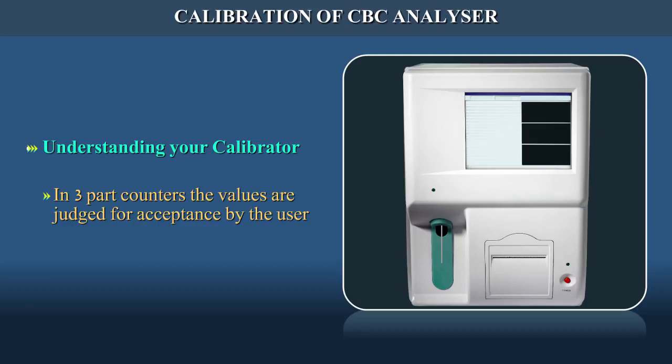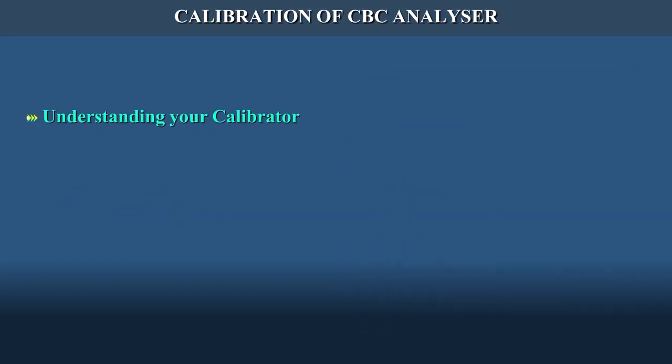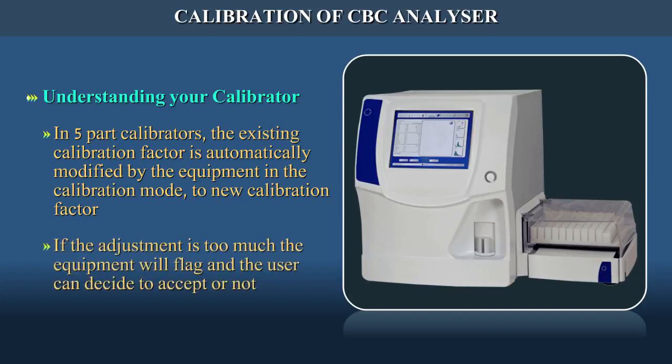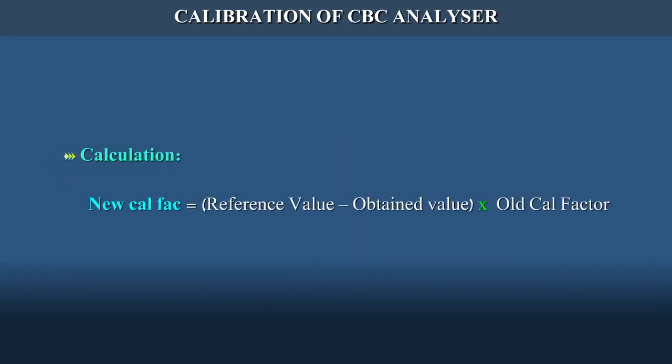In the event of calibrators with a fixed value, as in 5-part calibrators, the existing calibration factor is automatically modified by the equipment in the calibration mode to a new calibration factor so as to match the reference value. If the adjustment is too much, the equipment will flag and the user can decide to accept or not. Calculation. New calibrator factor is equal to reference value divided by obtained value multiplied by old calibrator factor.